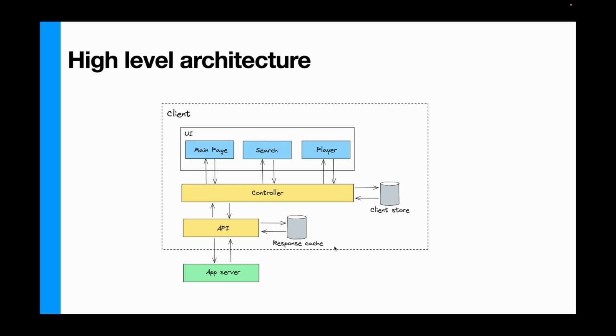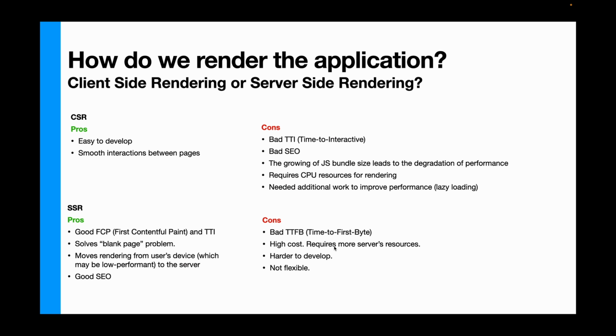Next, we have to decide how exactly we will render our application on the page. There are two different approaches: client-side rendering and server-side rendering. When we use client-side rendering, we download the JavaScript file and allow JS to render the whole application. Routing is managed by JavaScript as well. A client-side rendering application is relatively easy to develop and provides smoother transitions between pages because we don't need to load a page from the server each time.